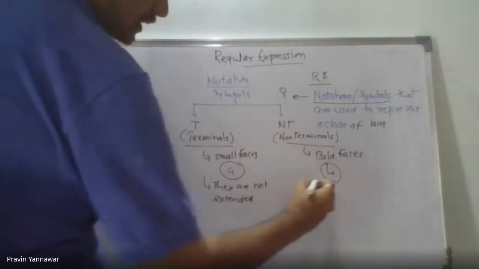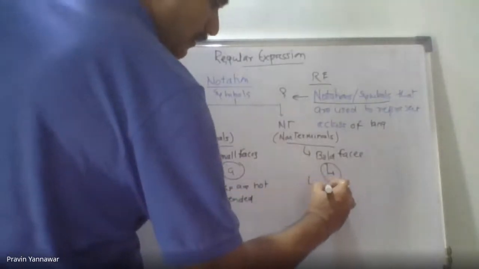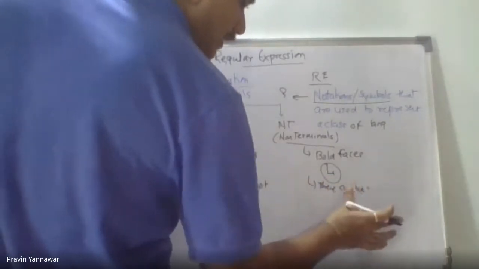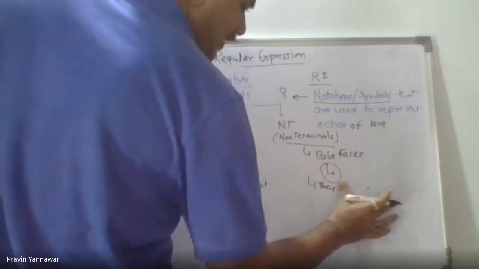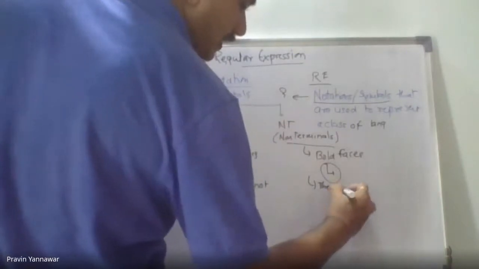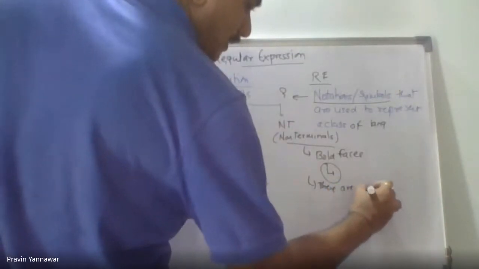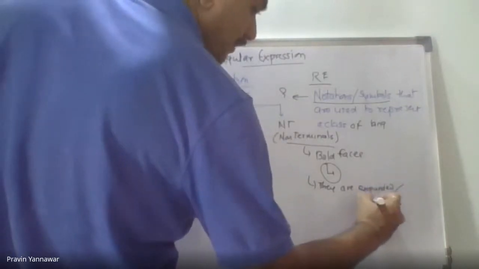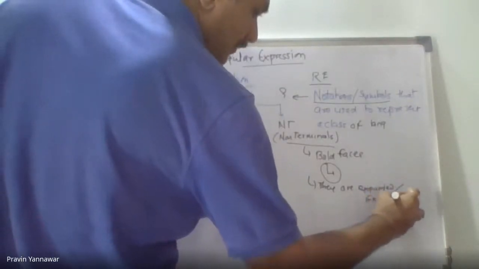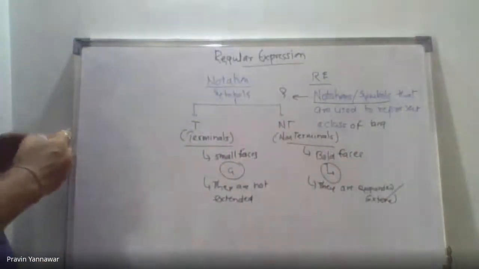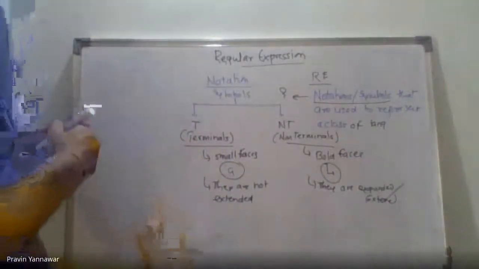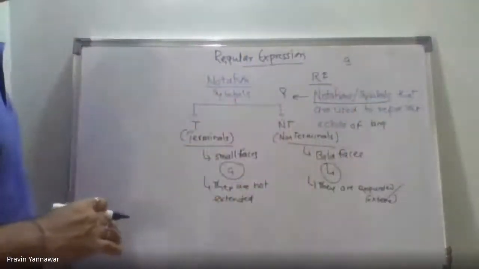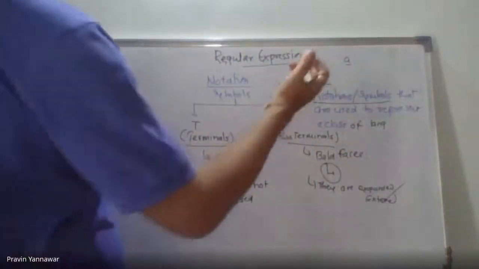One more important property: terminals are not extended, while non-terminals can be extended, or expanded. In the case of English, if you define an alphabet symbol as A, then A remains A only, which means it cannot be extended.